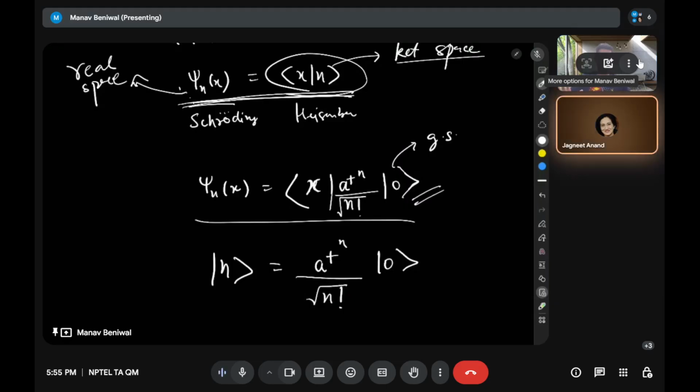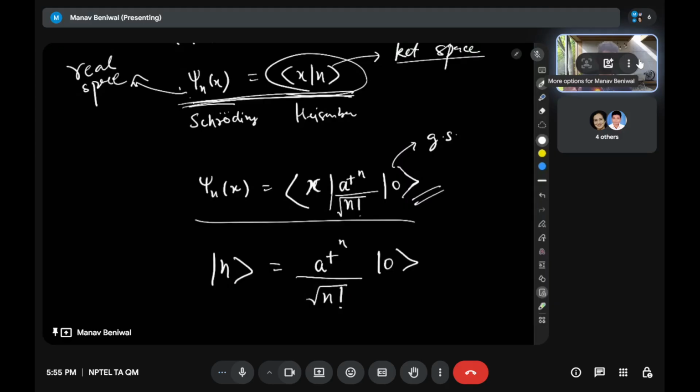Now what this means is, there are two things. One is how you get from the ground state to any nth excited state. You can write any nth state in terms of the ground state by using this operator. And then you can go to the Schrodinger or real space picture if you do this small change: you take a bra x and then ket of n. That's it. So we have two things. One is that we are going to the nth state, and the second is that we are going to the Schrodinger-like wave function psi n of x.